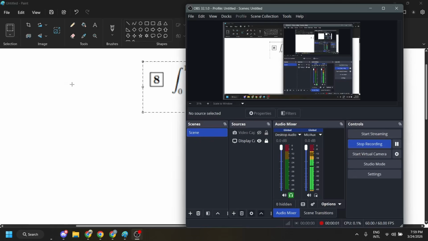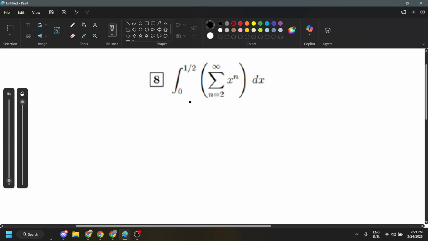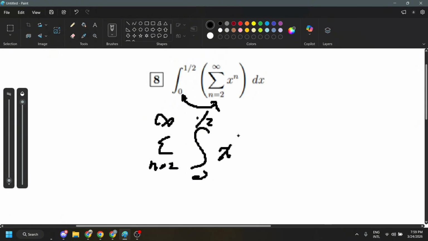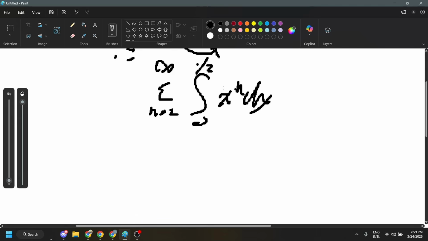Hi guys, let's solve this. Okay, I'm not entirely sure about this because I've seen this strategy before. I don't know if we could do this, but I'm thinking we just swap these. So if we say the sum from n equals 2 to infinity of the integral from 0 to 1/2 of x to the n dx, I think this is the same. I don't know. We'll see.